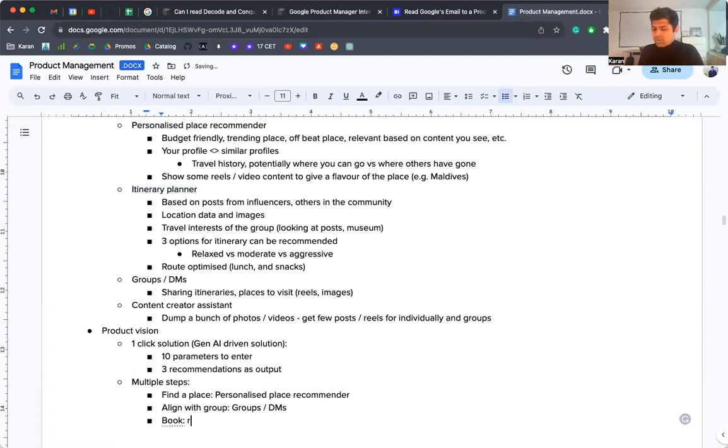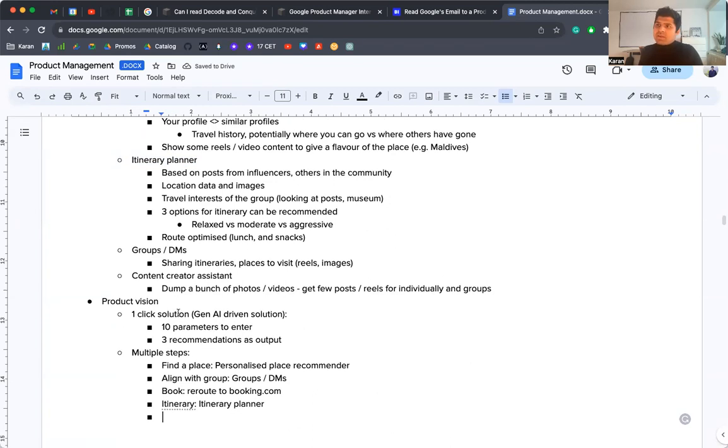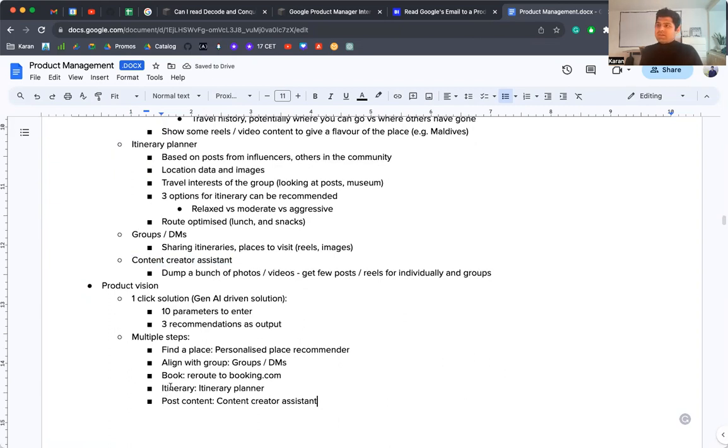Bookings. So reroute to, let's say, just for the time being, booking.com. Then itinerary should be through the itinerary planner that we have thought about. And then finally, once you have done everything, post content, so you have the content creator assistant. So these could be the two potential solutions.